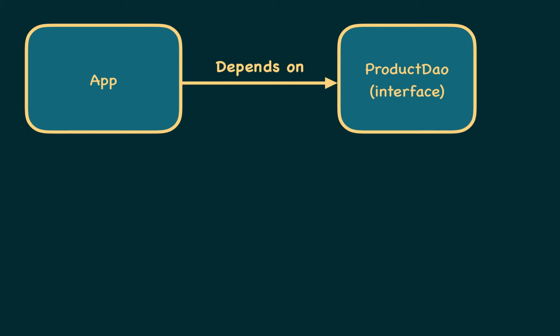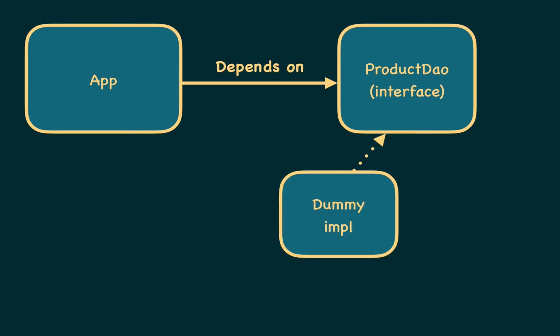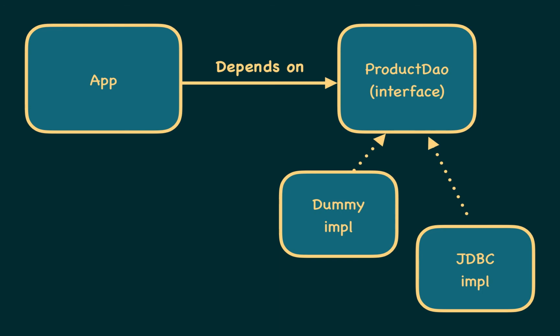Assume that the ProductDAO has two implementations. Let's say one of them is for mocking purposes. Let's call it a dummy implementation. And let's assume that we have one real implementation of JDBC. So at runtime, app depends on an object of the dummy implementation or a JDBC implementation. And in the future, you may have another implementation which makes use of Hibernate or JPA.